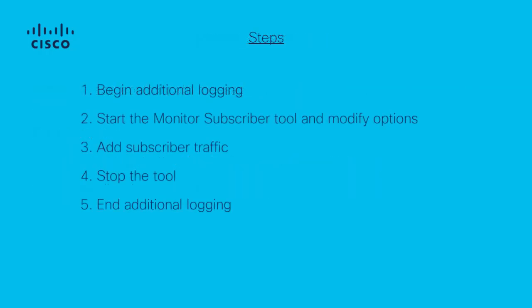Use the Monitor Subscriber tool with additional log collection using 5 main steps. In step 1, we prepare to use the tool and to collect additional logs for later comparison. In step 2, we start the tool and modify its options. In step 3, we add traffic to the tool. In step 4, we stop the tool. And in step 5, we end additional log collection.